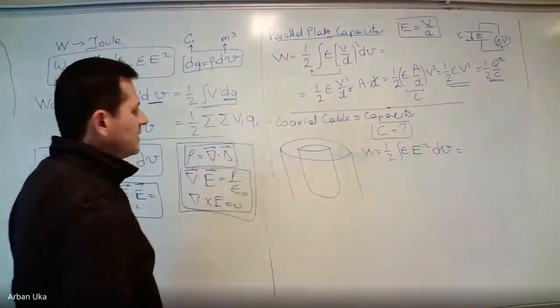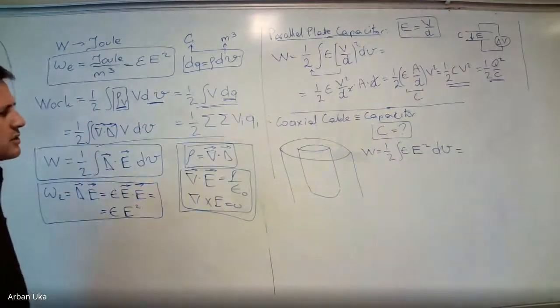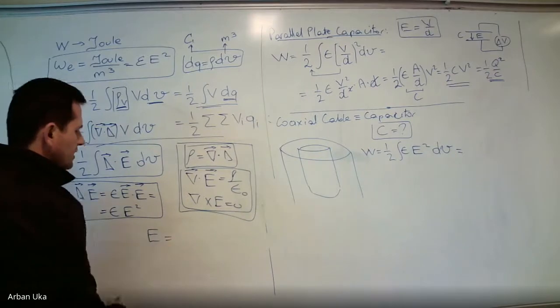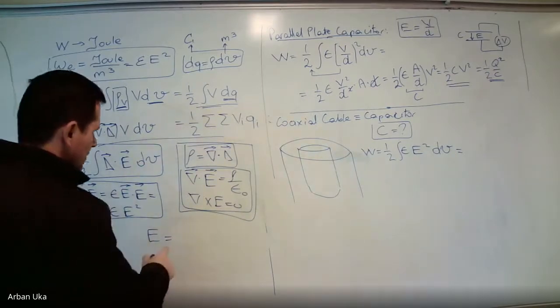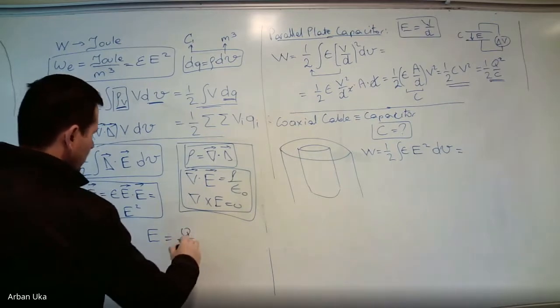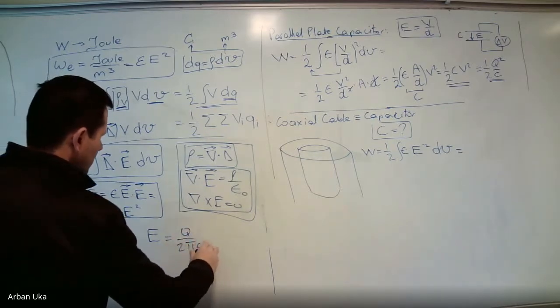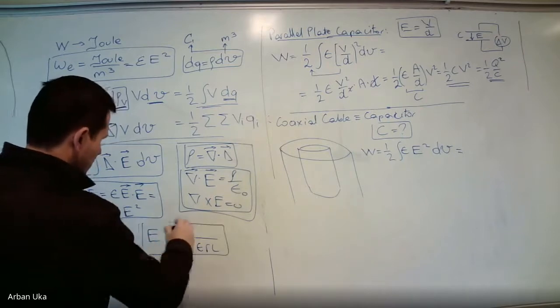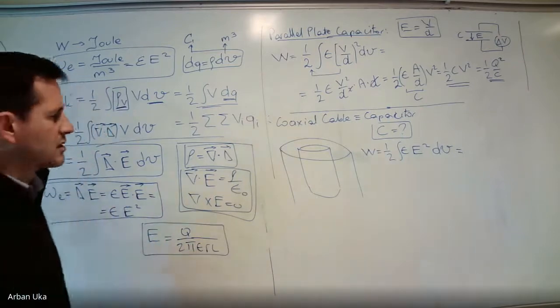If you look at the notes of the previous session, we can substitute for the electric field the expression which was Q over 2 pi epsilon 0 r L. Was there anything else? I believe this was all. Can you check this? Is this true?